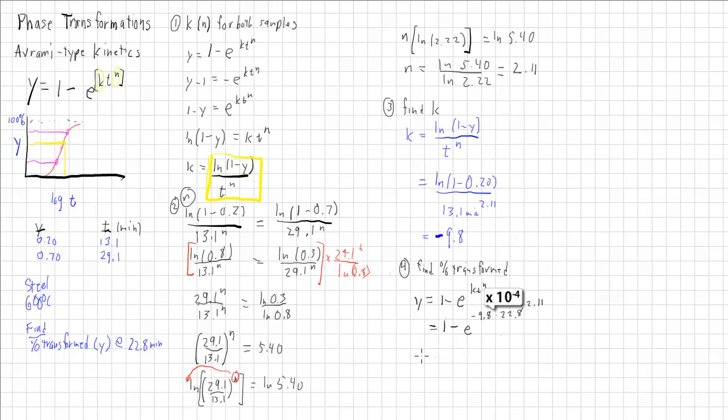Hope this isn't too tricky on your calculator. So we finish up with a value of 0.51, which is 51%. So 51% of our sample has recrystallized by the time 22.8 minutes have rolled around.